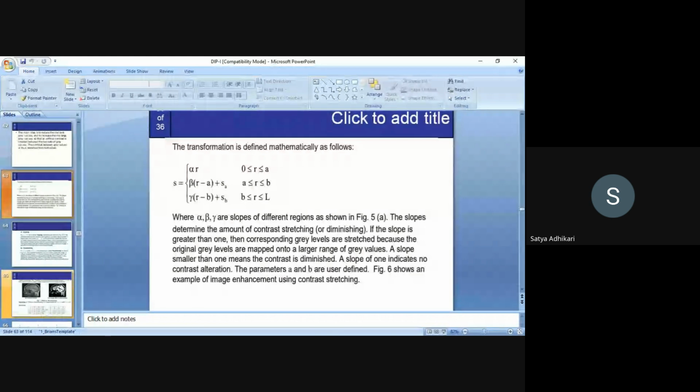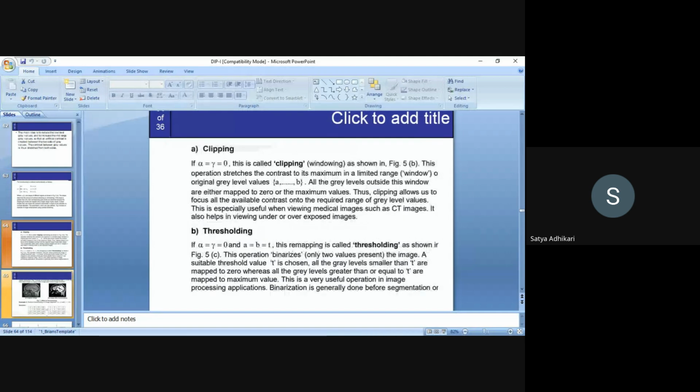If the slope is greater than 1, the corresponding gray levels are stretched, that is, increased. If it is less than 1, or smaller than 1, the contrast is diminished. So a slope of 1 indicates that there is no change. The parameters a and b are user defined. So let us take some examples.